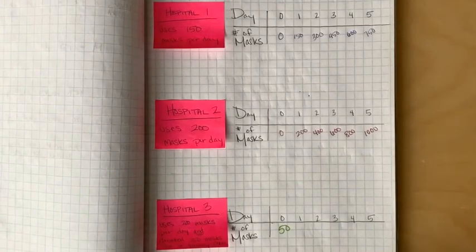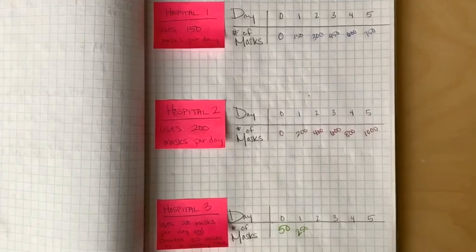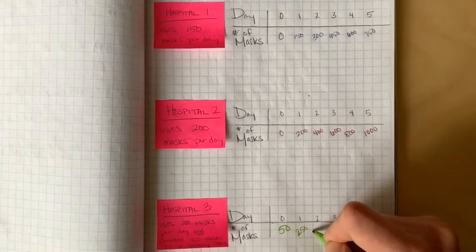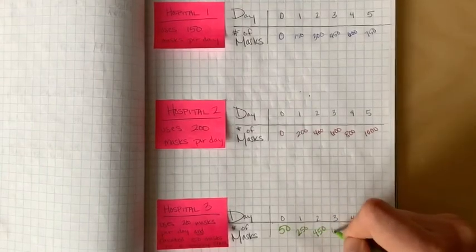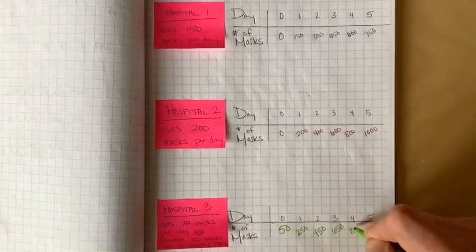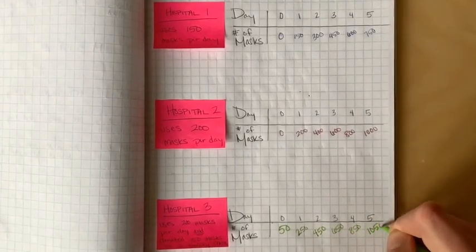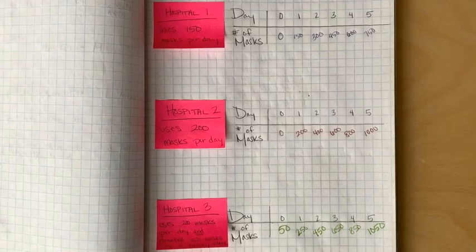All right, then 1 day later, they used 200 masks, which means they used a total of 250 masks. Another day goes by, they use another 200 masks, means that's a total of 450 masks. Then 650, 850, 1,050.